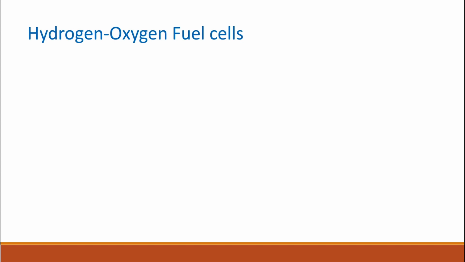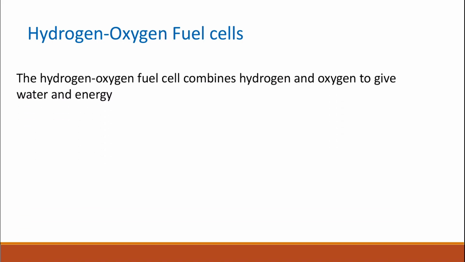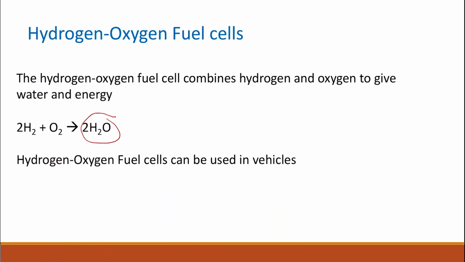Here the fuel is hydrogen. The hydrogen-oxygen fuel cell combines hydrogen and oxygen to give water and energy. The only product of this reaction is water. This is why the hydrogen-oxygen fuel cell can be used in vehicles as a clean source of fuel, because the only waste product here is water.